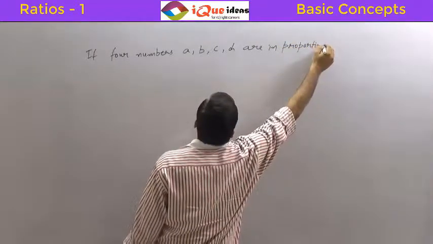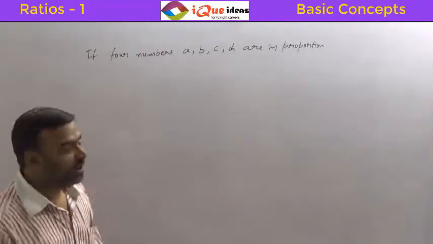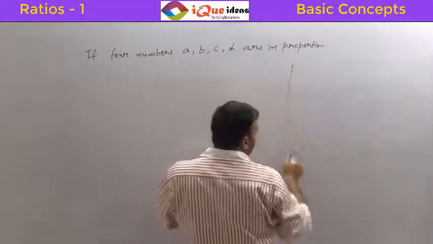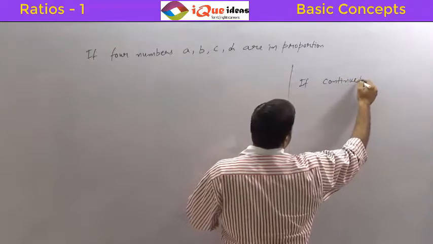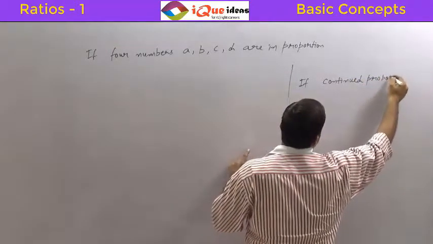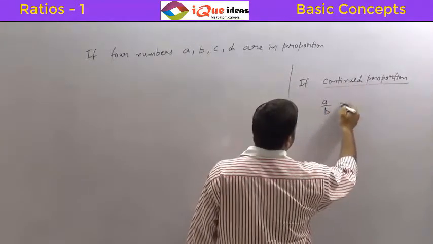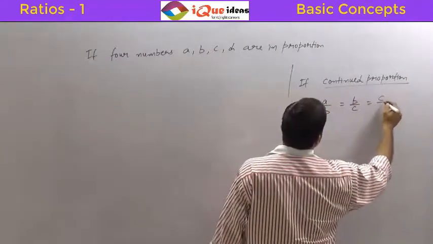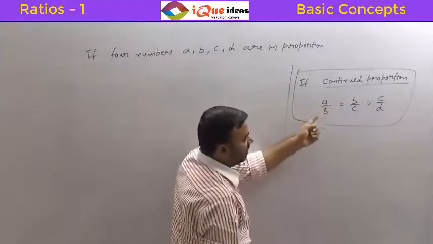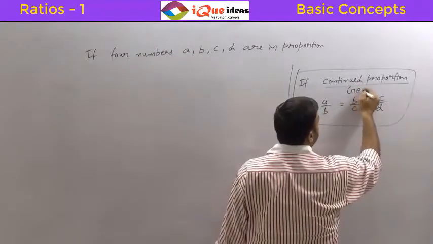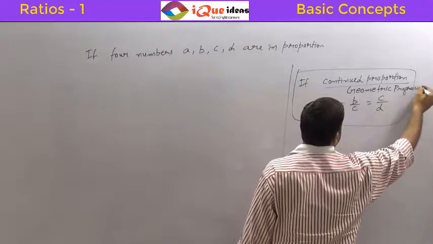Right? See, here what we mean to say, we do not mean continued proportion. Understand the difference. If it was continued proportion, the relation would be A upon B equal to B upon C equal to C upon D. So if the situation was of continued proportion, it would be A by B, B by C, C by D. Now this is same as geometric progression. Right now we are not working on progression. We will do that separately.